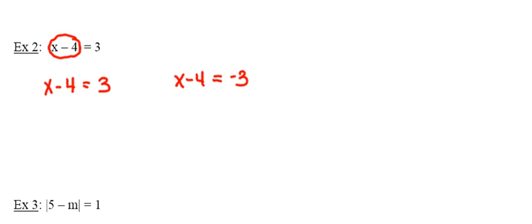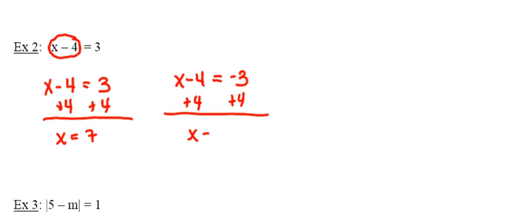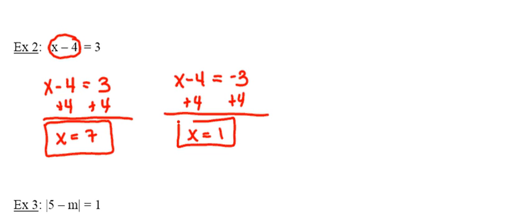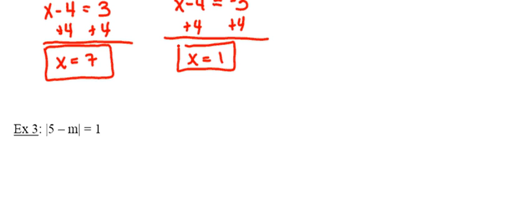Now I need to solve for x. So for the first equation, I add 4, and I get x equals 7. My second equation, when I add 4, I get x equals 1. So those are my two numbers. Now go ahead and check those to make sure they come out correctly. Go ahead and pause the video and check those yourselves. I'm going to go ahead and move on to example number 3.